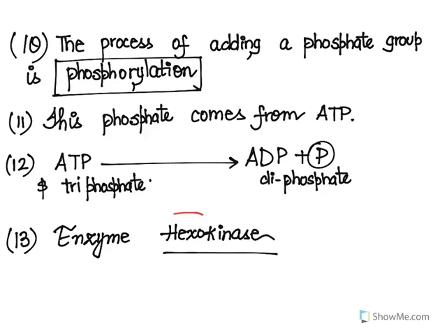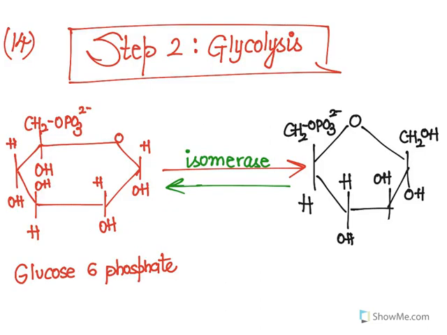So this enzyme basically works and helps in the working of the ATP to ADP, releasing the extra phosphate group, which is then used in step 1. So now let us take a look at step 2.